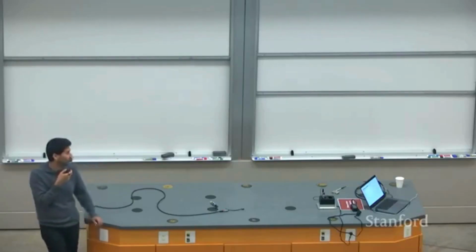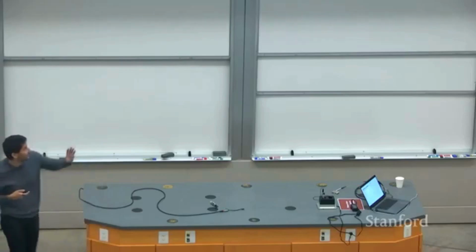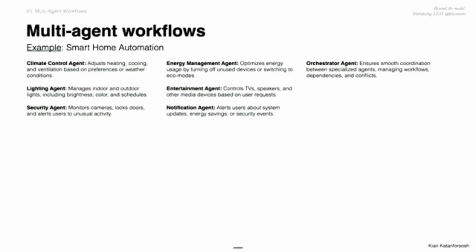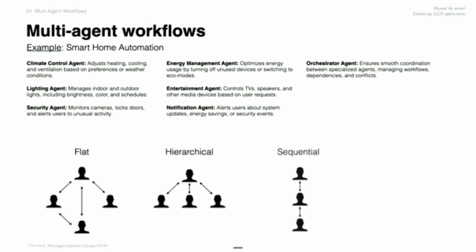Yeah, I like those. So those are all really good examples. Here is the list I had up there. So climate control, lighting, security, energy management, entertainment, notification agent, alerts about the system updates, energy saving, and orchestrator. So all of them you mentioned, actually. And then we didn't talk about the different interaction patterns, but you do have different ways to organize a multi-agent system, flat, hierarchical. It sounds like this would be hierarchical.